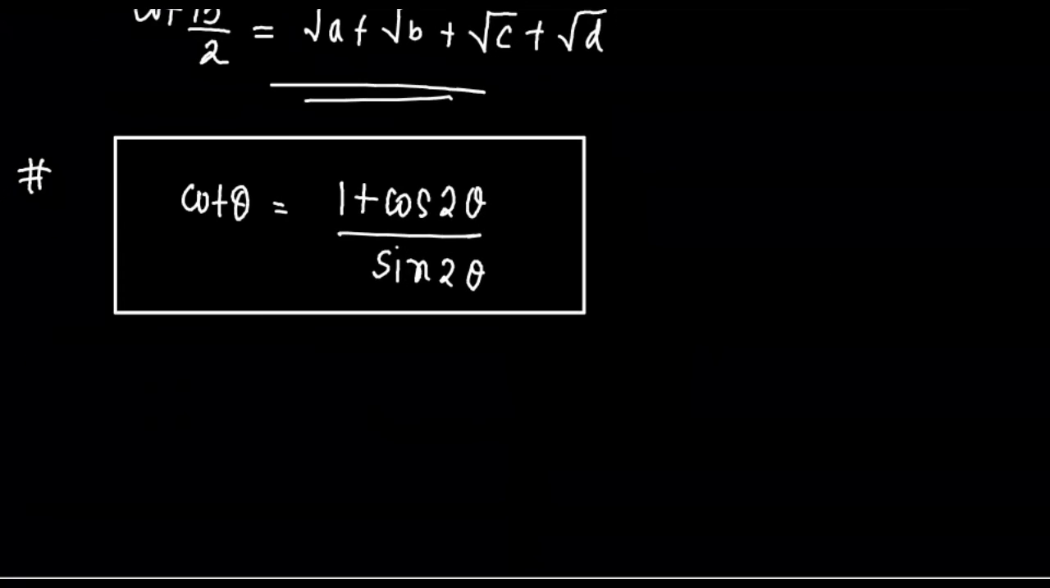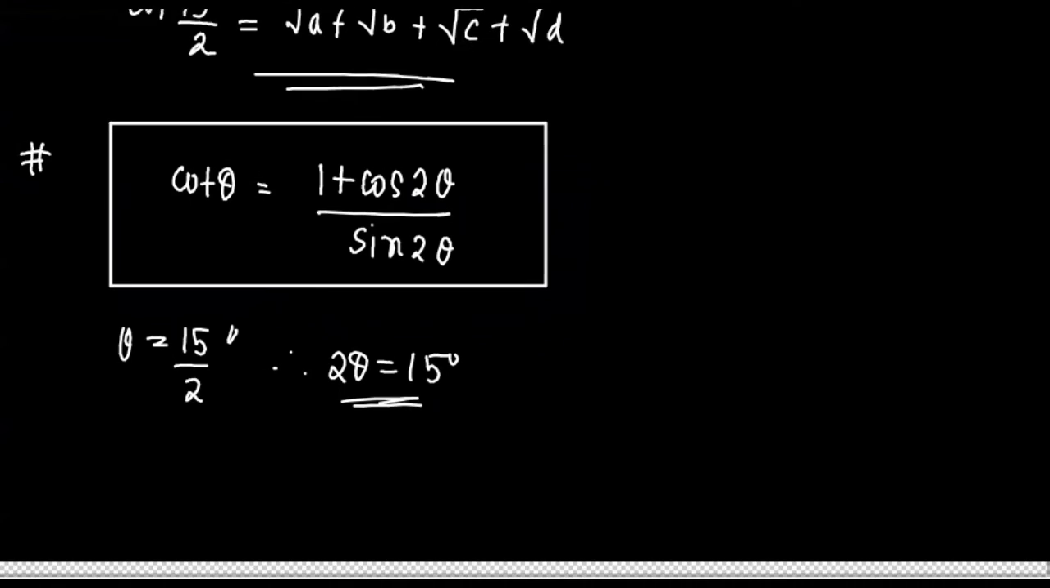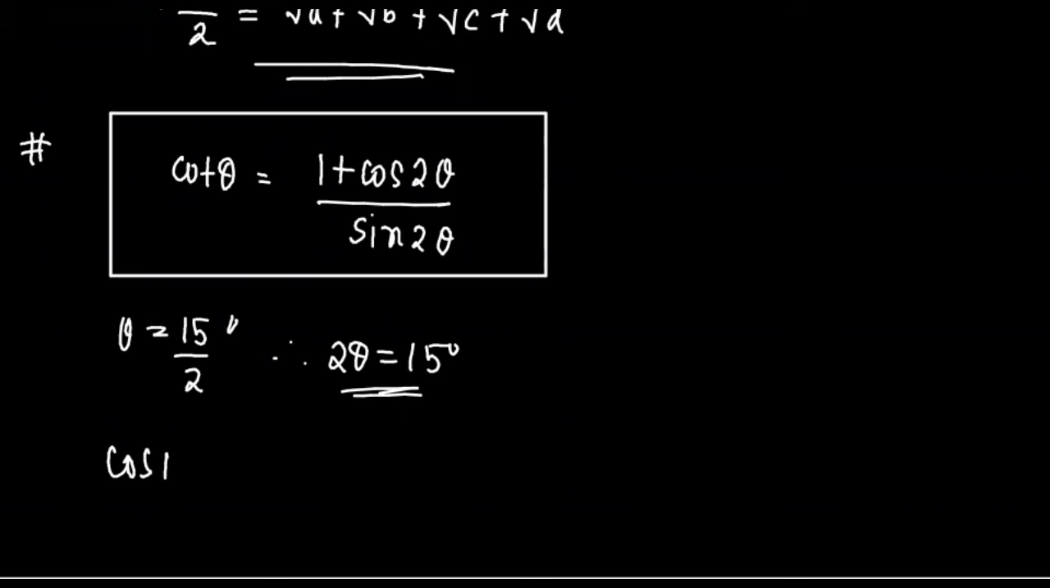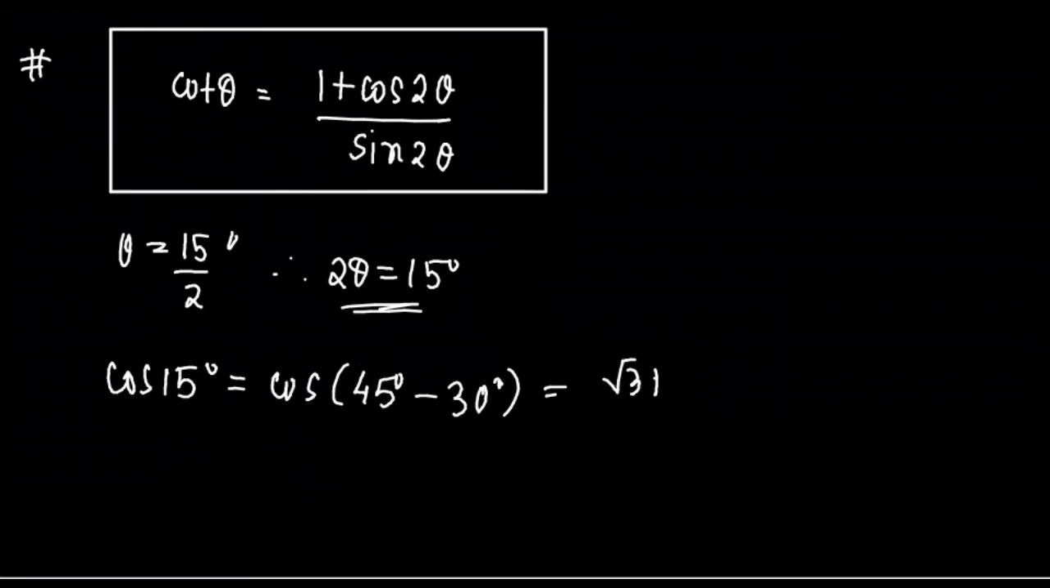Okay. Now, if theta is equal to 15 by 2 degree, then what will be the value of 2 theta? It will obviously be 15 degree. Now, we have to find that cot theta is given as root a plus root b plus root c plus root d, and we have found that cot theta is equal to 1 plus cos 2 theta by sin 2 theta. Now, cos 2 theta means what? Cos 2 theta means cos 15 degree. Now we know, everyone will know the value of cos 15 degree. How do we evaluate it? By doing cos of 45 degree minus 30 degree. Okay, and it comes out to be root 3 plus 1 by 2 root 2. Okay, you can remember this one.